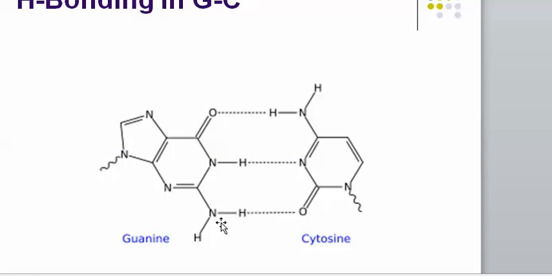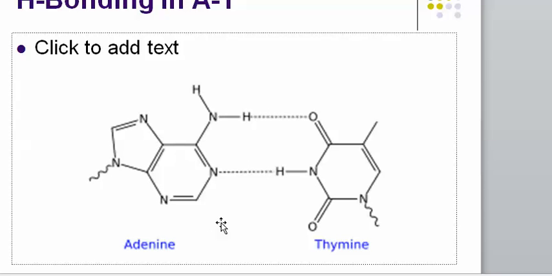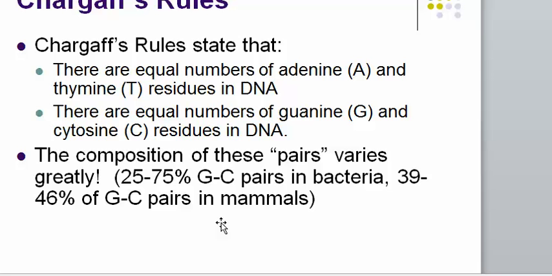Okay, so if you flip through the PowerPoint, you'll see some more diagrams, just different diagrams of the pairings that happen and different representations of the H's. The composition of the ATs and the GCs vary. You know, this is one of the reasons that makes us different than a banana. Right? It's the whole ratio and proportion concept.